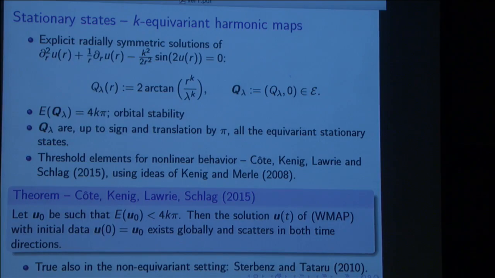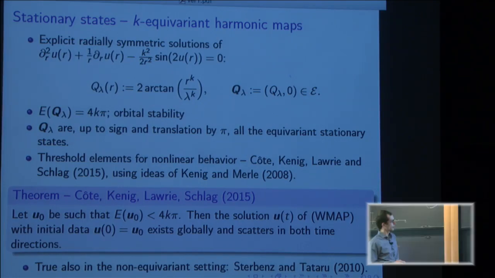These are what are called the ground states, because they are threshold elements for nonlinear behavior, as was shown in a paper of Andrew Wilhelm with co-authors. So the result is the following: if U0 has energy strictly smaller than the energy of the stationary solution, the ground state, then the solution exists for all times and scatters in both time directions.